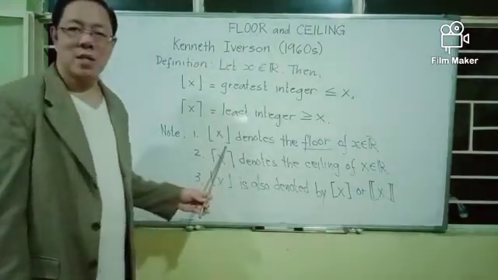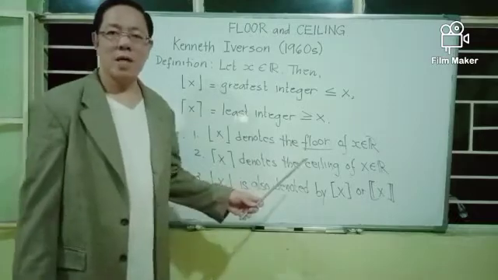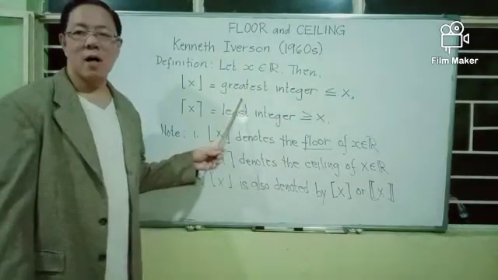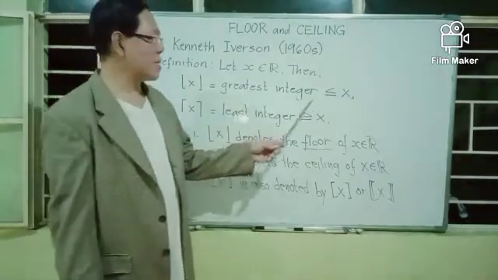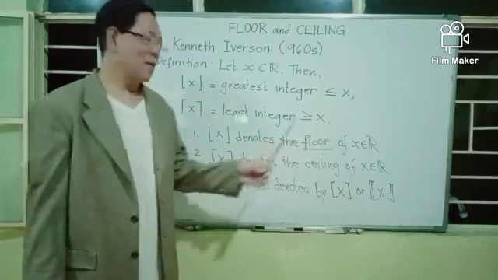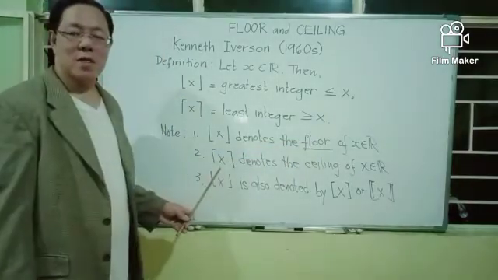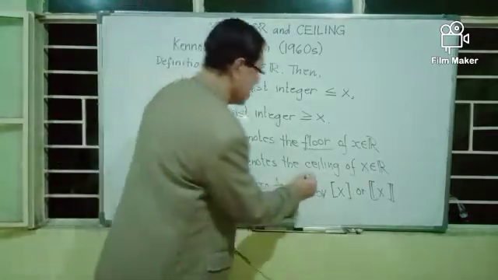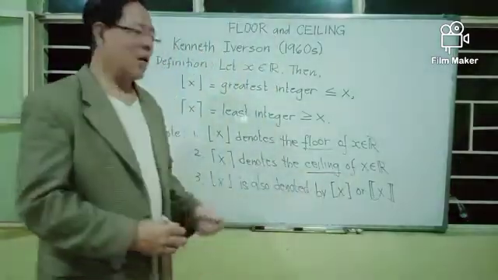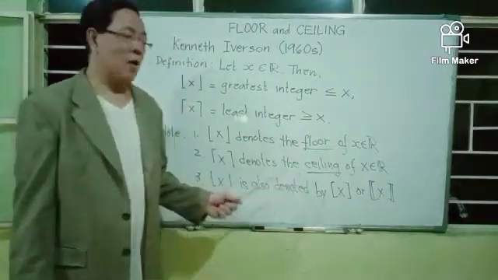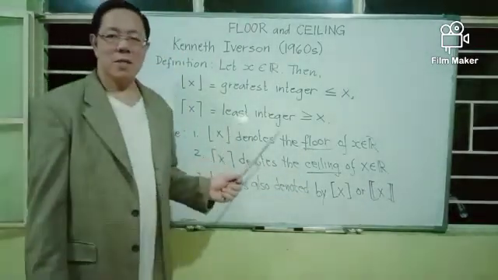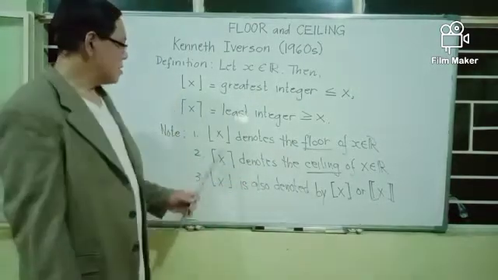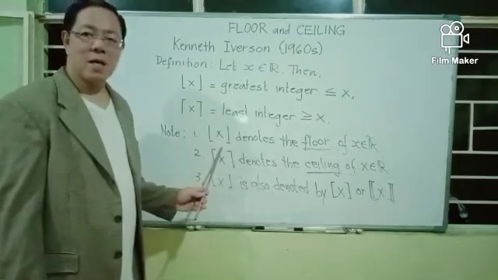Again, this notation denotes the floor of the real number x, and the floor of the real number x is the greatest, the largest, the biggest integer that is less than or equal to the real number x. And this notation denotes the ceiling of the real number x, and the ceiling of the real number x is the least or the smallest integer that is greater than or equal to x.